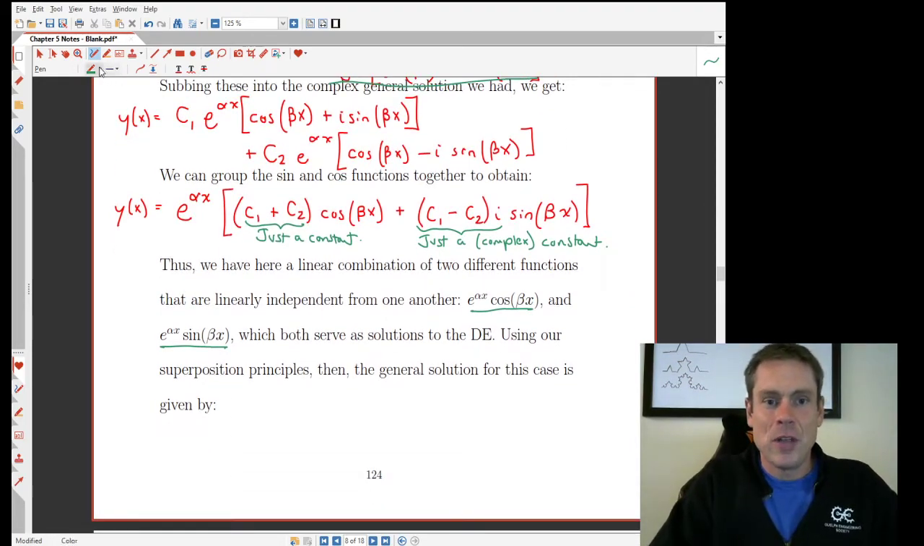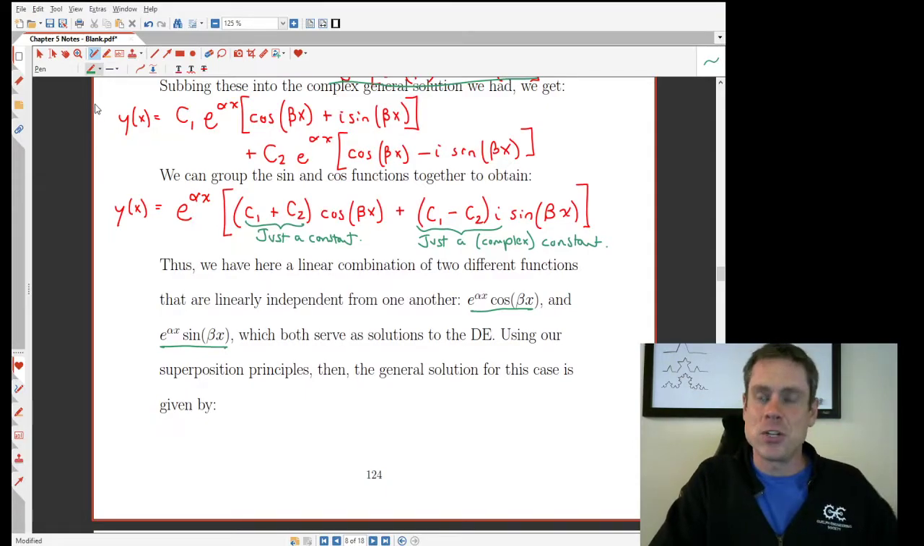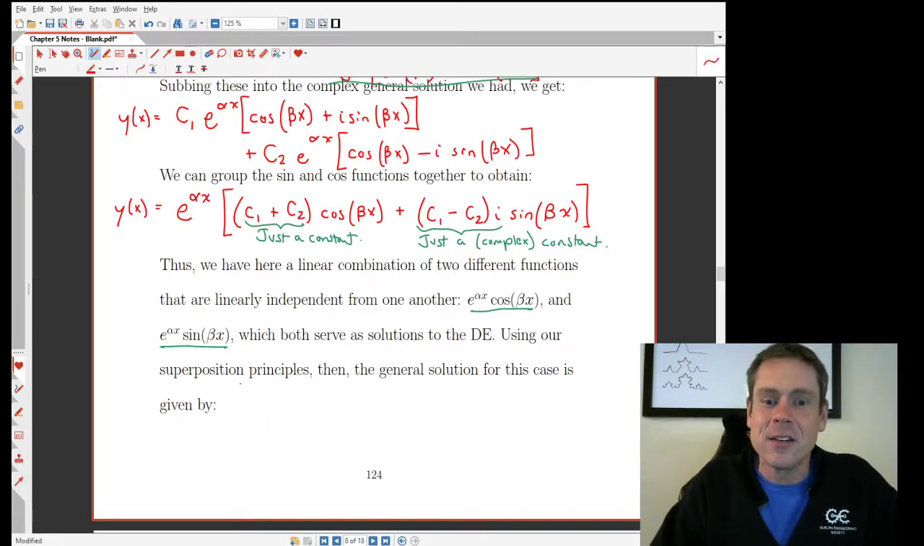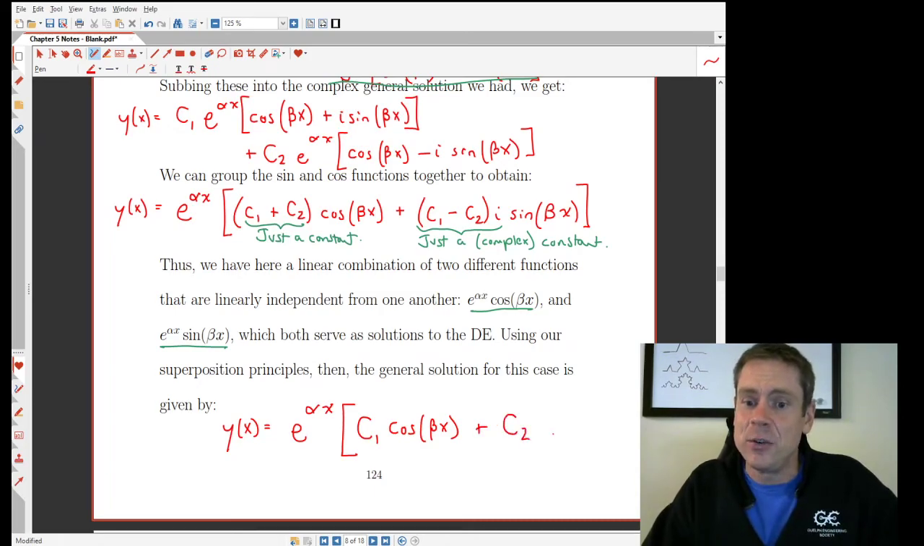So if you get a complex pair, we need to be able to find the alpha and the beta, which are just the real and imaginary parts of that complex number that we get, which isn't actually that hard to find. We'll do an example, but we're going to get y of x equals e to the alpha x, so that's the real part right there. And I'm going to relabel my constants. I'm going to say C1 in front of a cos beta x and some C2 times sine of beta x.